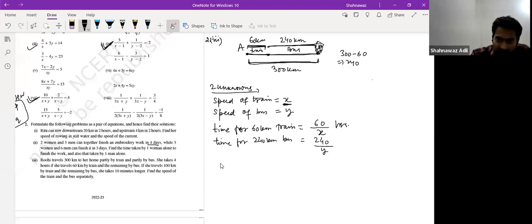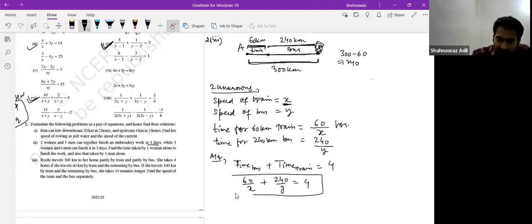From the question it is given that time of bus plus time of train is 4 hours. So let me write it here: 60 by X plus 240 by Y is 4. So one equation we had written, right?